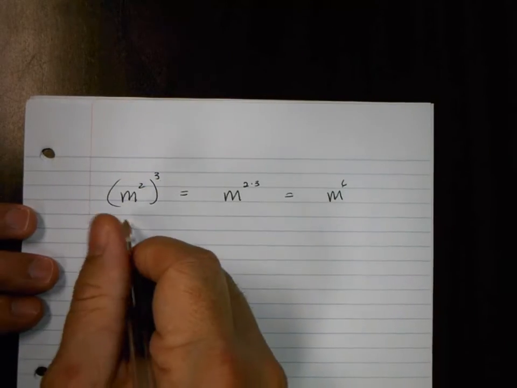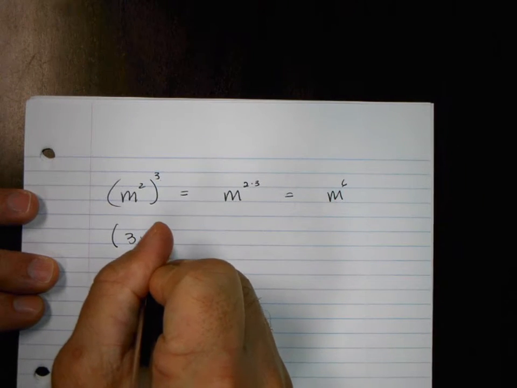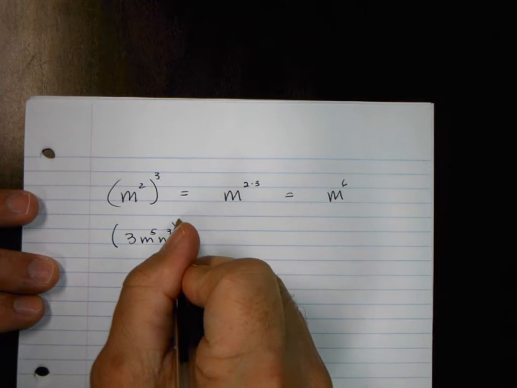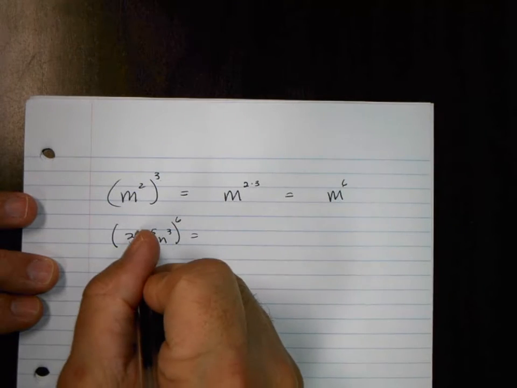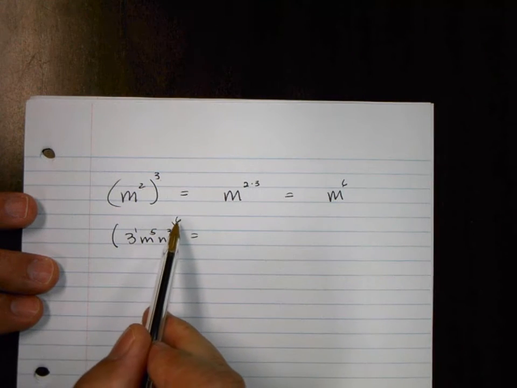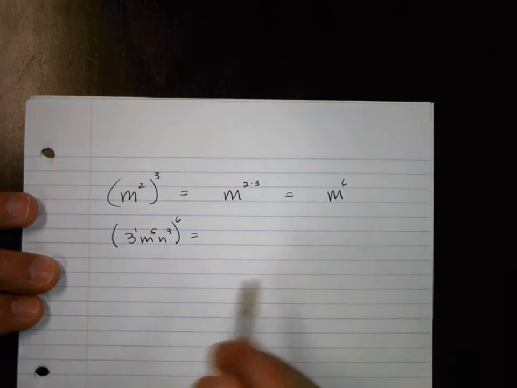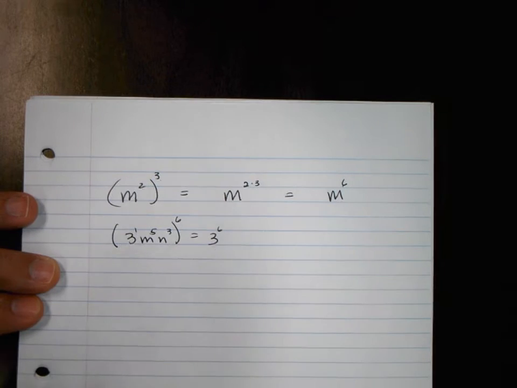And if we want to get more complicated, we could say 3m to the 5th n to the 3rd raised to the 6th power. Well, what I like to say is when you raise a power to a power, you simply distribute that power to everything on the inside. So we get 3 to the 1 times 6, 3 to the 6th.